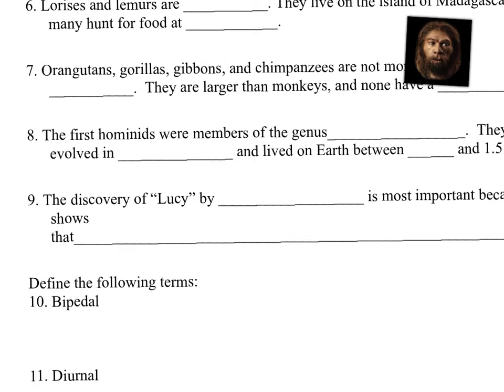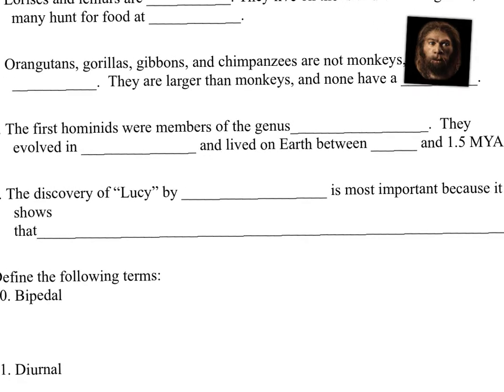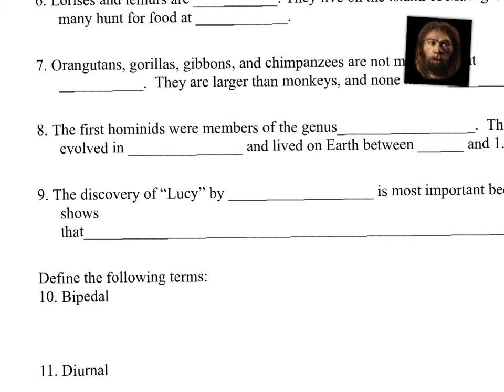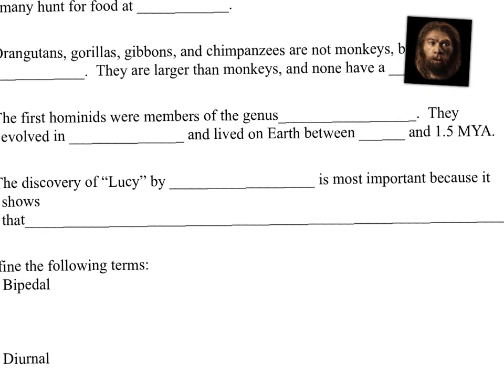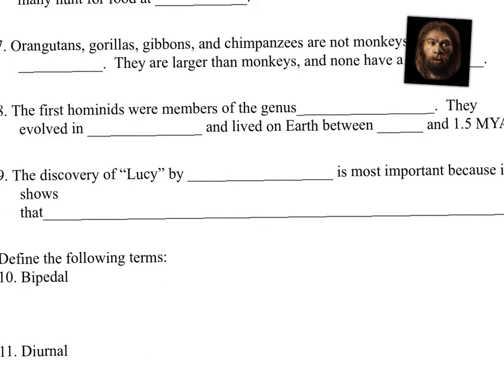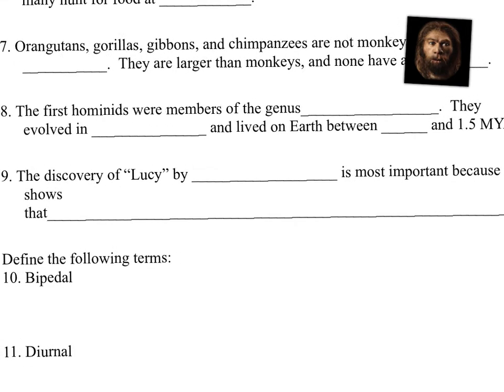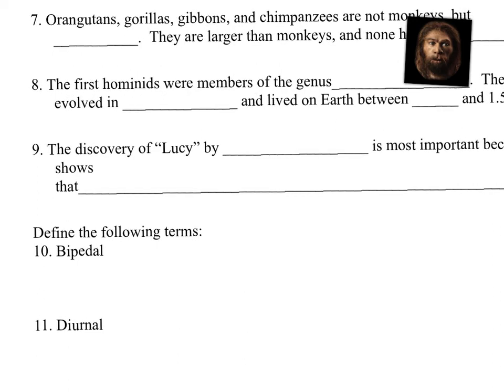The first hominids were members of the genus Australopithecus, and they evolved in Africa. They always evolved in Africa. All the answers will be Africa. And they lived on Earth between roughly 4 million years and 1.5 million years ago.